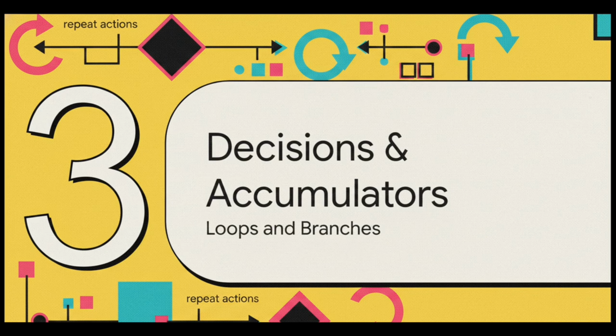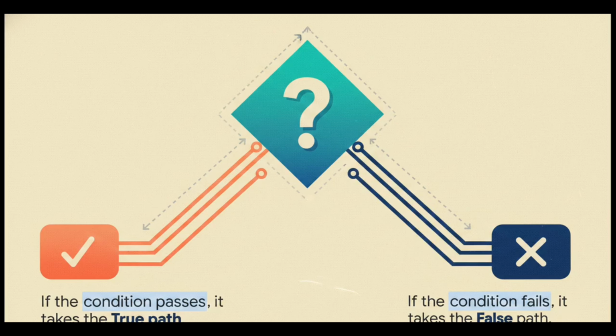Section 3. Decisions and accumulator loops. Because, let's face it, programs are rarely just a straight line. Let's look at how that diamond shape acts as a physical fork in the road. A condition evaluates to either true or false. It can never be both.